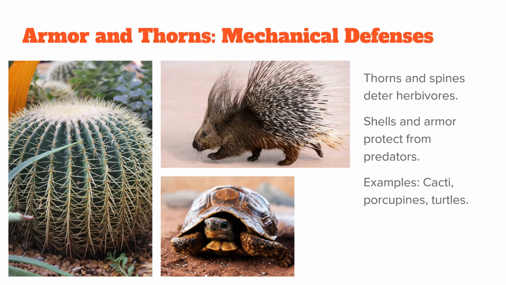Physical structures reduce the chance of being eaten. Plants deploy thorns and spines as mechanical defenses, while animals use shells, thick skin, or quills. Mechanical defenses deter or slow attackers long enough for escape.